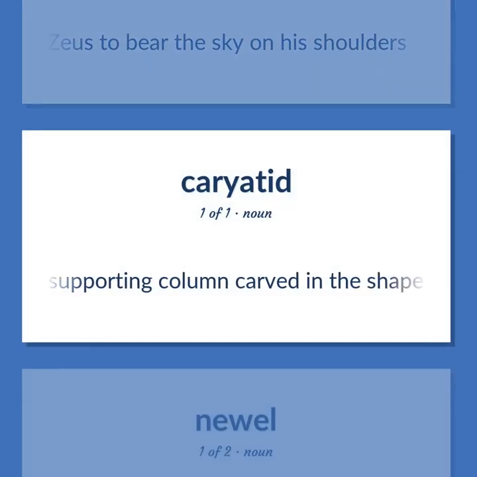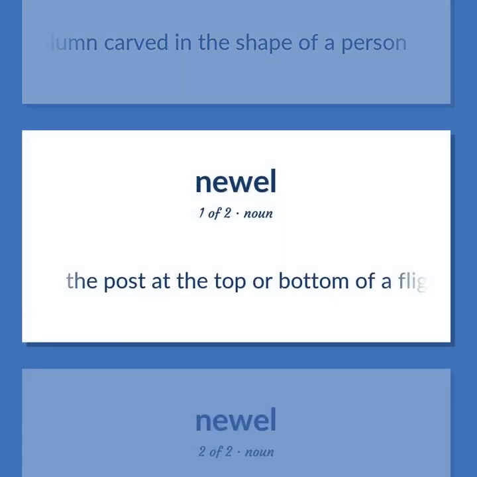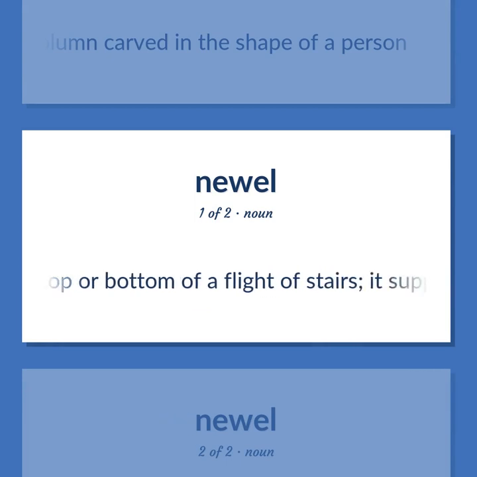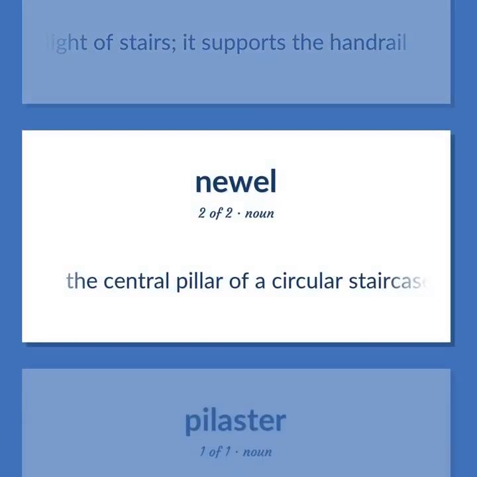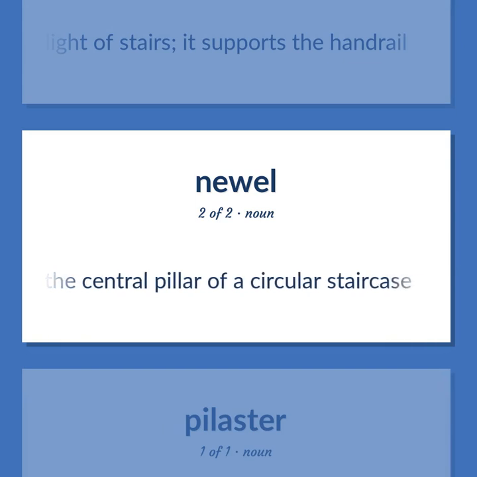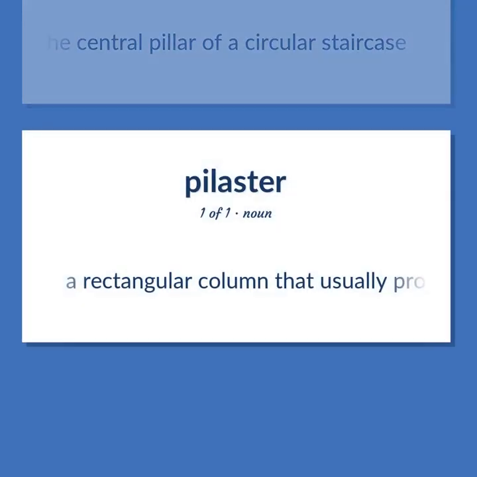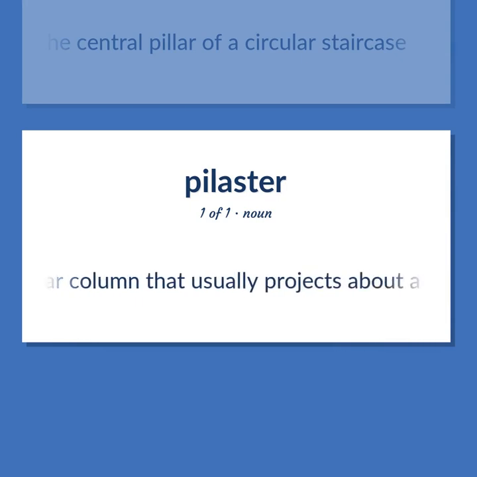A supporting column carved in the shape of a person. The post at the top or bottom of a flight of stairs, it supports the handrail. The central pillar of a circular staircase. A rectangular column that usually projects about a third of its width from the wall to which it is attached.